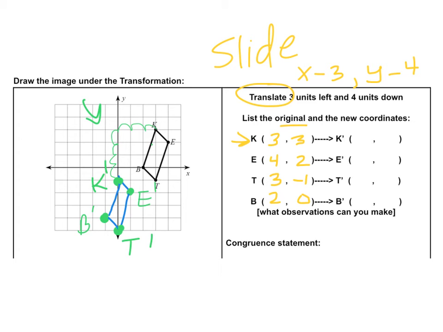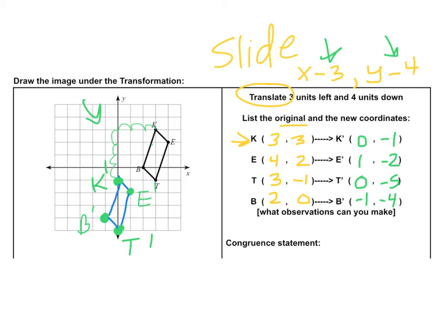And then we're going to write our new ordered pairs. Okay, so our new ordered pair. So K is at 0, -1. E is at 1 and -2. T is at 0 and -5. And then B is at -1 and -4. Okay, and we could use our rule here mathematically to figure that out as well.